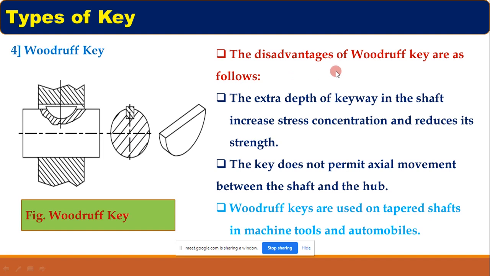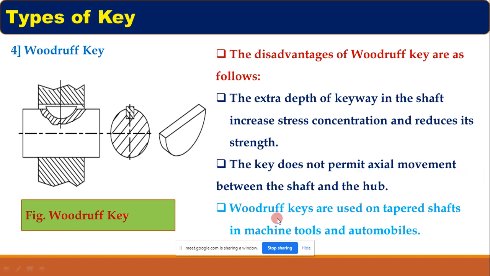The disadvantages are that the extra depth of the key in the shaft increases the stress concentration and reduces its strength. This additional depth, given by the semicircular shape, causes stress concentration in the shaft, and the cross section of the shaft also becomes weak, so it reduces the strength. The key does not permit axial movement between the shaft and the hub. You can write this point for almost every key except the feather key, because the feather key is the only key that permits axial movement between the shaft and the hub.